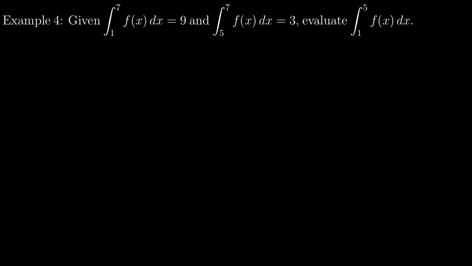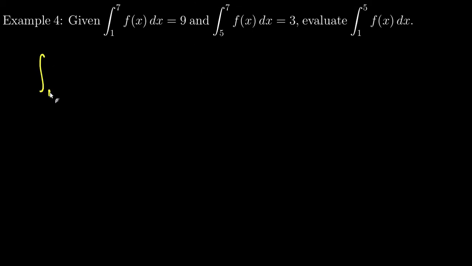Now, one of the most common ways that I've seen on the AP test for them to ask for this is giving a problem where they give you the integrals already. So in here, I'm given the integral from 1 to 7 of f of x dx. I'm given the integral from 5 to 7 of f of x dx. And I want to find the integral from 1 to 5. So here's the problem. I'm not given from 1 to 5. I need to work my way there.